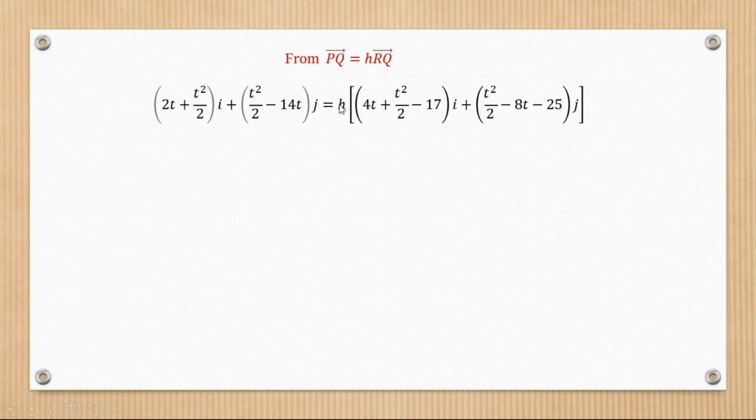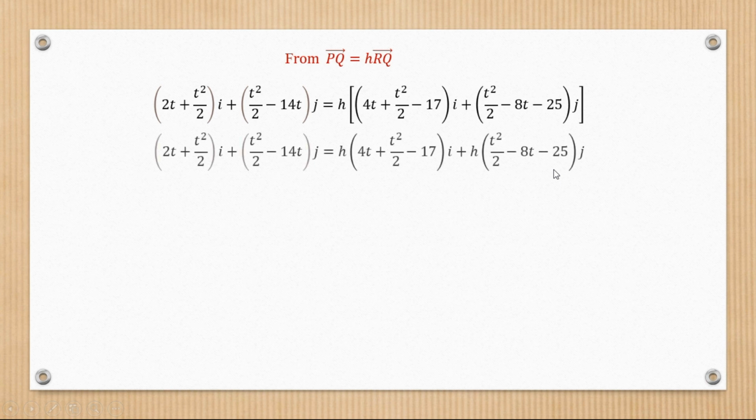So next step, I'm going to multiply the h inside, and then this is what I'll have. So the h multiplies this and I'll have it this way, and the h also multiplies this value right there, and this is what I have. So the next step is I'm going to compare the values of the sides that have i, and also compare the sides of the values that have j.